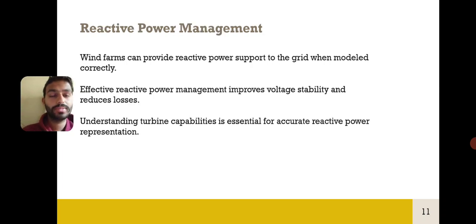Reactive power management. Wind farms can provide reactive power support to the grid when modeled correctly. Effective reactive power management improves voltage stability and reduces losses. Understanding turbine capabilities is essential for accurate reactive power representation.